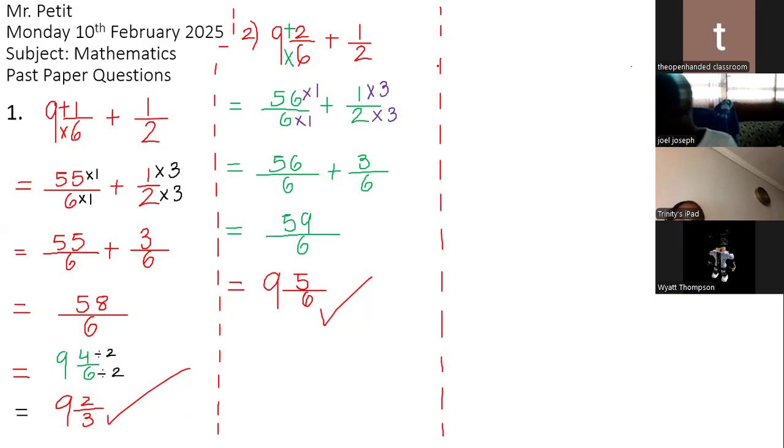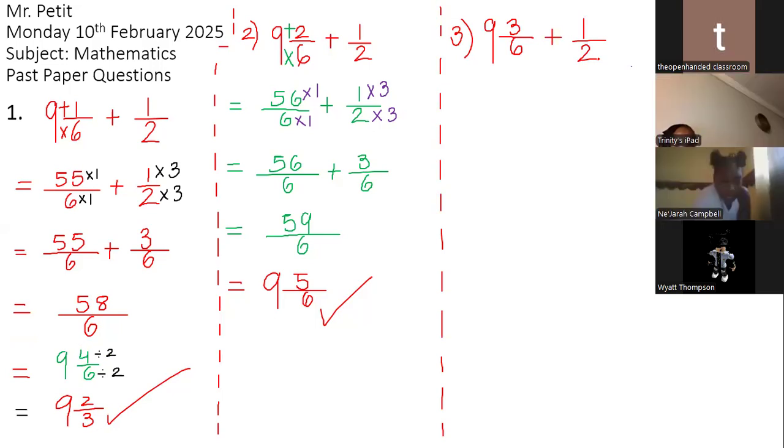So next one is going to be this number. Let's say we have 9 and 3/6 plus 1/2. Mr. Petit, I can't see number 2. It says 9 and 3/6. Thank you.